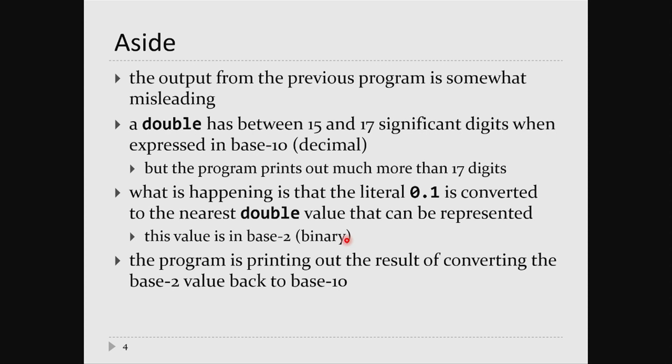Now, the computer uses base 2 binary, not base 10 decimal. So what the program ends up printing out is the result of converting that base 2 number back to base 10. And that's not 0.1. That's when you get that long stream of digits. So you have to be a little bit careful. You should remember that a double has roughly 15 to 17 significant digits.